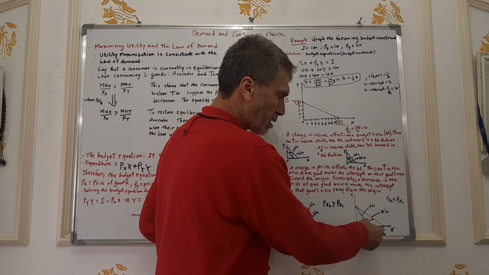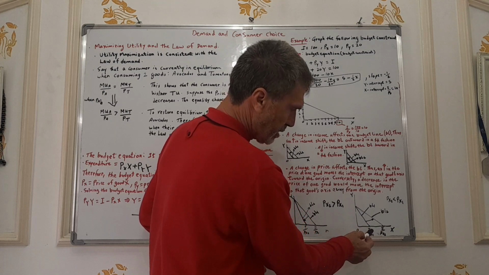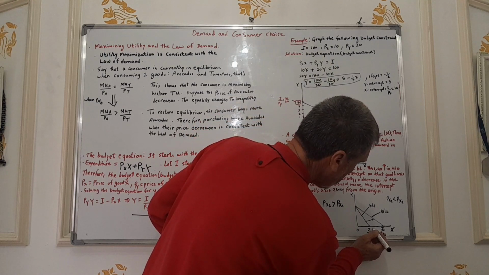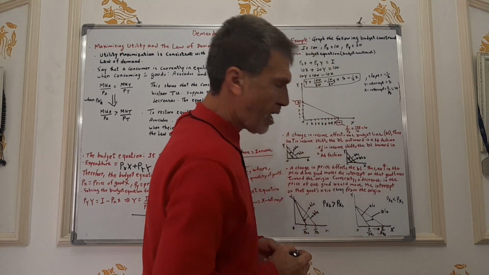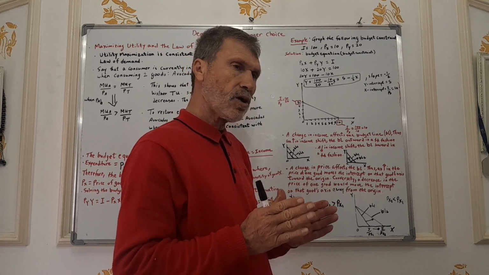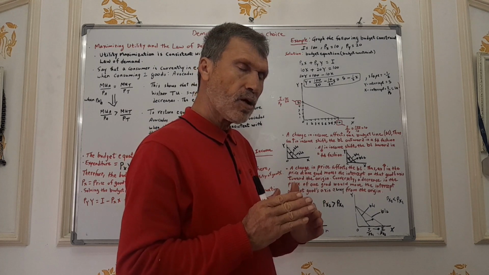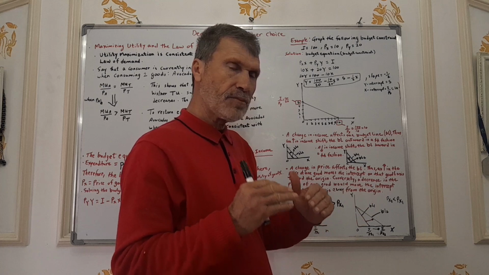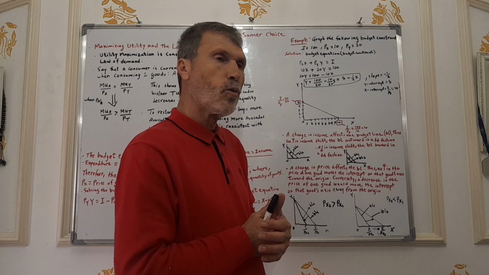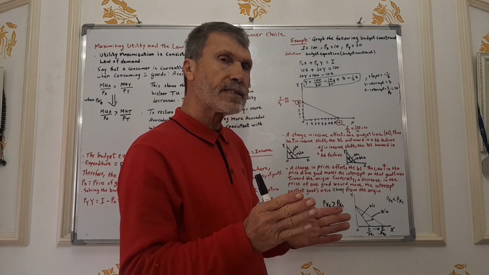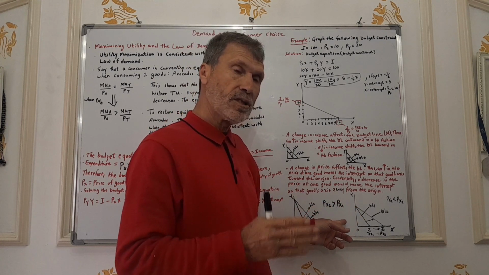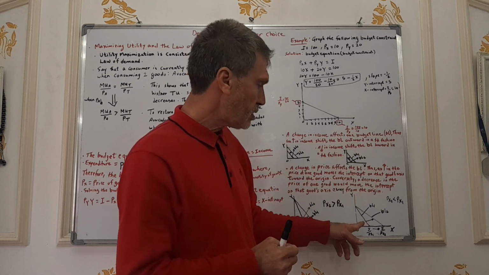The intercept will get larger from here. This is I over PX1, and now it becomes I over PX2. Why? Because PX2 is less than PX1. So when the price of good X decreases, and income and the price of the other good are the same, then what happens? The intercept of the budget line for that good will move away from the origin, as we see over here.